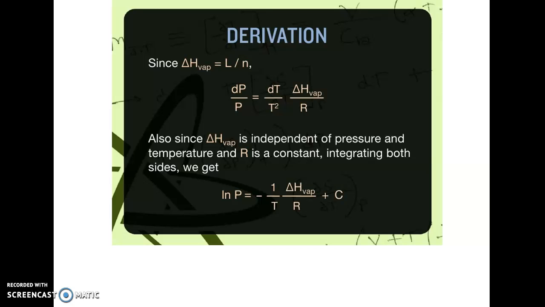However, delta H of vapor is equal to L by n. If we substitute, it becomes dP by P equal to dT by T squared times delta H of vapor divided by R. Since delta H, the change in enthalpy of vapor, is independent of pressure and temperature, and R is the gas constant, integrating both sides we get ln P is equal to minus 1 upon T times delta H of vapor divided by R plus C.